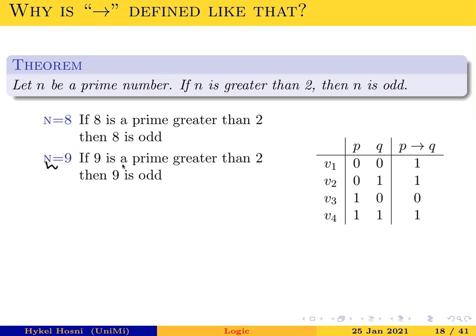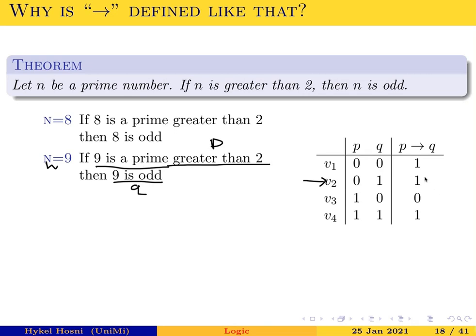Now it's 9. So 9 is a prime greater than 2, again is P. 9 is odd, again, now is Q. So is 9 a prime? No, therefore P is false. So we're in one of those two cases. Is 9 odd? Yes. So false antecedent, true consequent. This is the correct description of this situation.